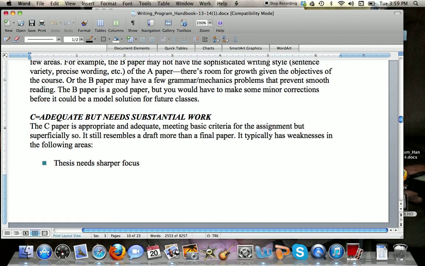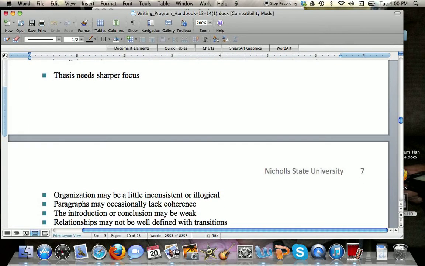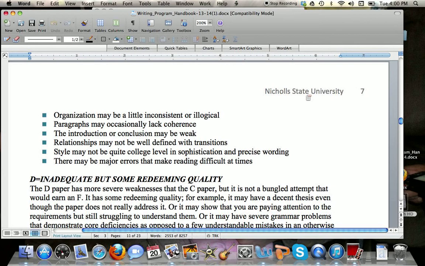A, B, and C are all passing papers. A C paper is definitely adequate. It fulfills the assignment requirements, but it doesn't excel. It could simply be because, and there are some things listed here, the thesis is not sharply focused, or it may not be well organized. There's a whole bunch of different things listed there that could lead to receiving a C grade. A C is definitely something to be content with, to be happy with. Obviously, I'd like to see everybody strive for excellent papers, but don't freak out if you get a C. That's still an accomplishment in this class.